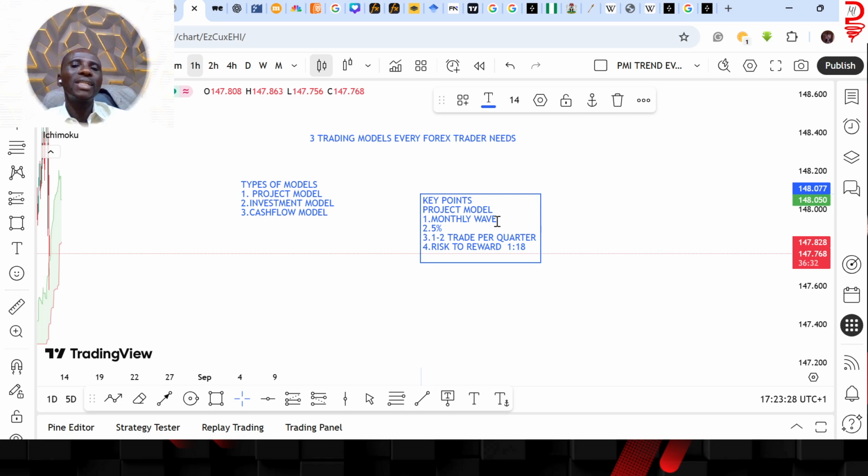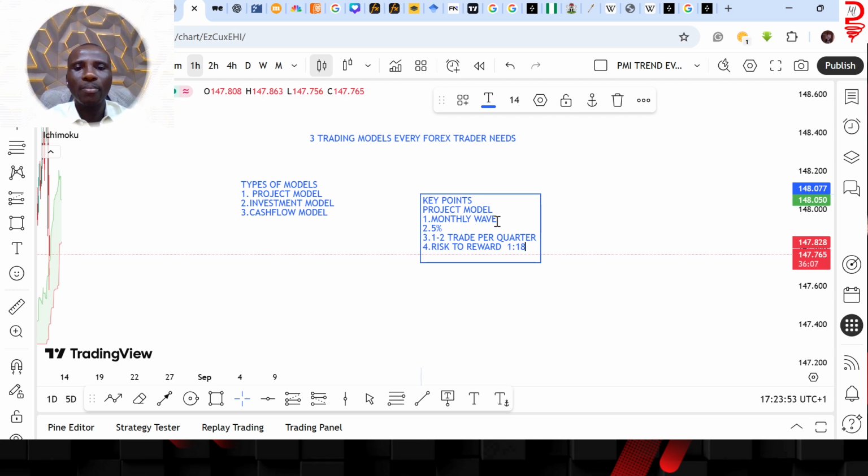So if you are risking, let's say you have $1,000 and you are risking 5%, the implication is you will be risking $50. So if you have a winning trade on that account, it means that one winning trade will give you $900. Can you imagine that now?